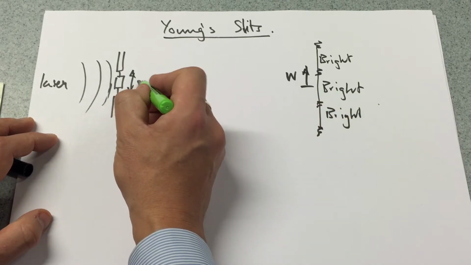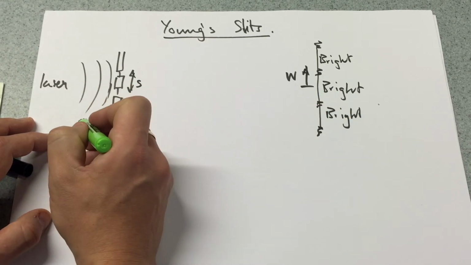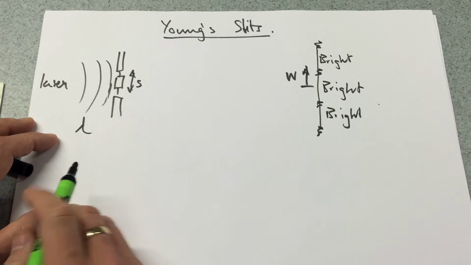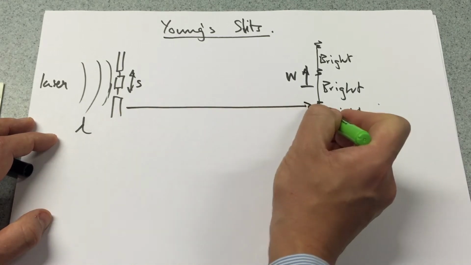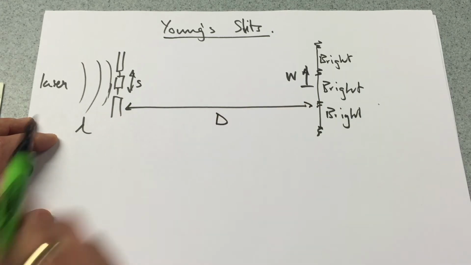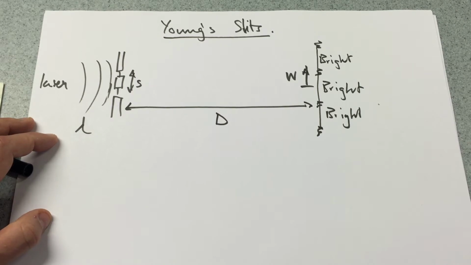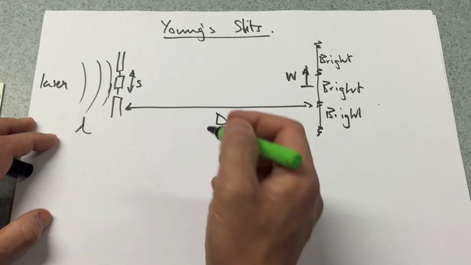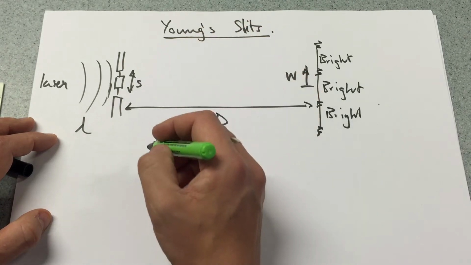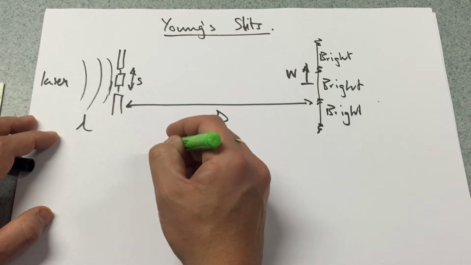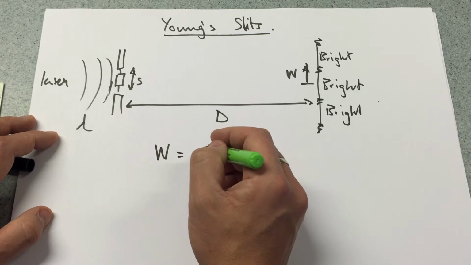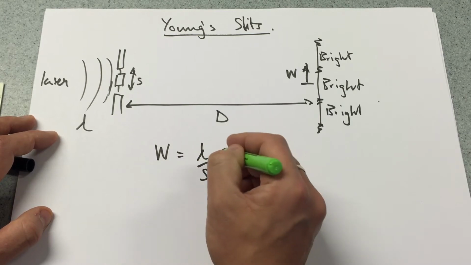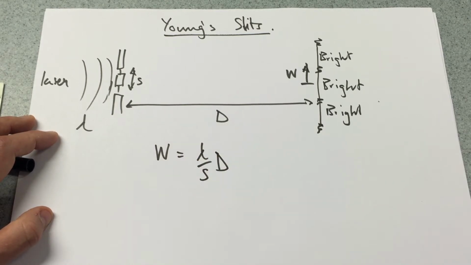And the theory basically suggests that you can predict the width from bright patch to bright patch, so long as you know the slit separation, you know the wavelength of light that's inbound, and you know the distance that the screen is away from the slits. And the equation is quite simply, and once again, if you want to look at the theory for this, go to the theory video, which I'll put down below: W equals lambda D over S.